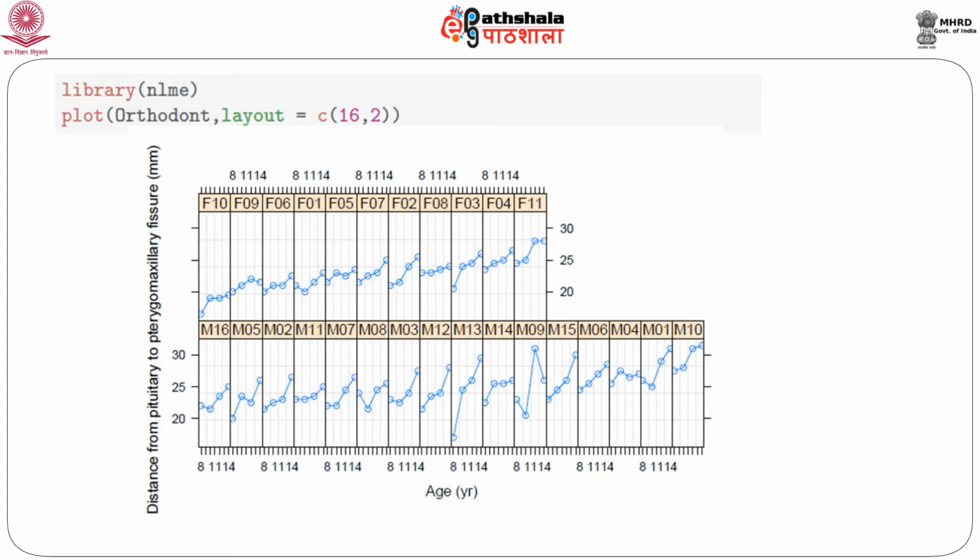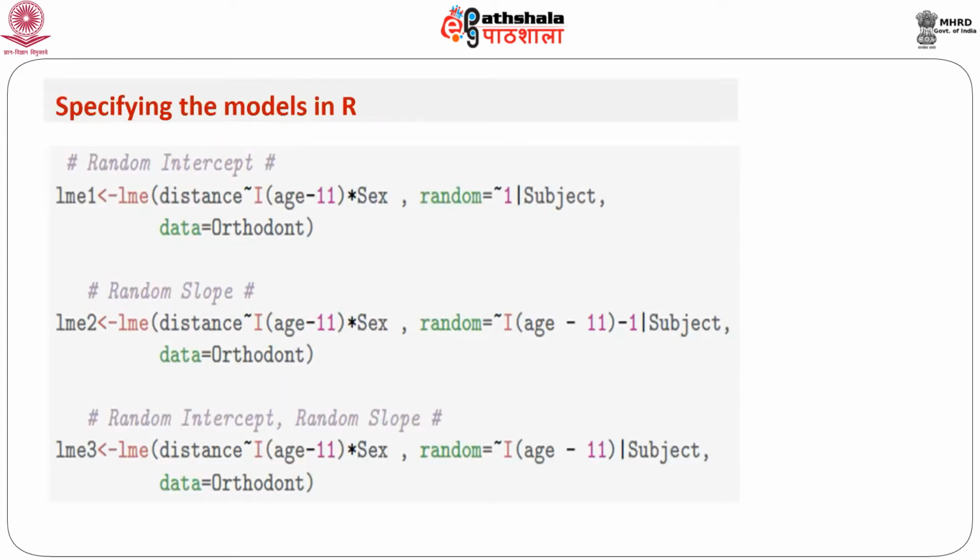Now, to do this, we start with the simplest analysis. We start by fitting a simple random intercept model. So, here what we have done is we have a mean model for the population, and for the individual variation we have just introduced a random effect at the intercept level. Now, what is the mean model that we have used? So, we have used distance explained by age minus 11 times sex.